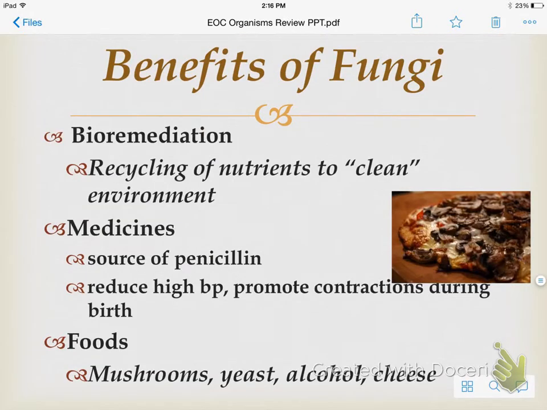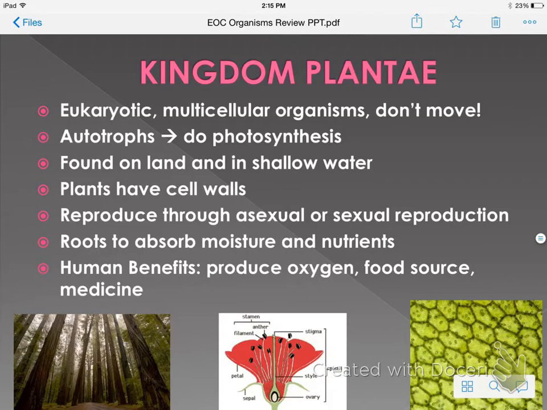Benefits of fungi, so bioremediation, it cleans the environment. Okay, we recycle to clean. Medicines, so penicillin, things that control blood pressure, contractions, and then we also eat them as foods: mushrooms, yeast, alcohol, and cheese. Kingdom Plantae, then, is also eukaryotic and multicellular, and once again, they don't move.